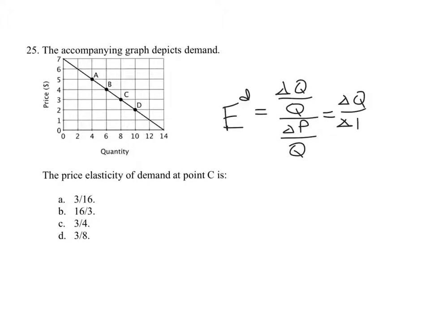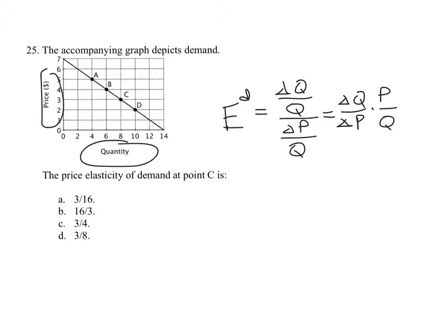I can rearrange this to an equivalent expression that is delta Q over delta P times P over Q. Now this is a special way to present this information. Realize that we're in this price-quantity space, quantity on the x-axis, price on the y.